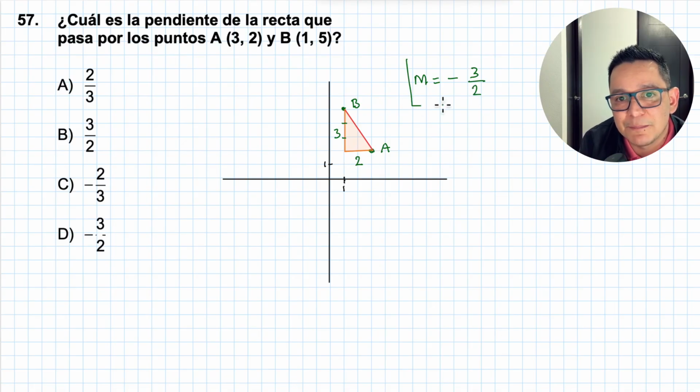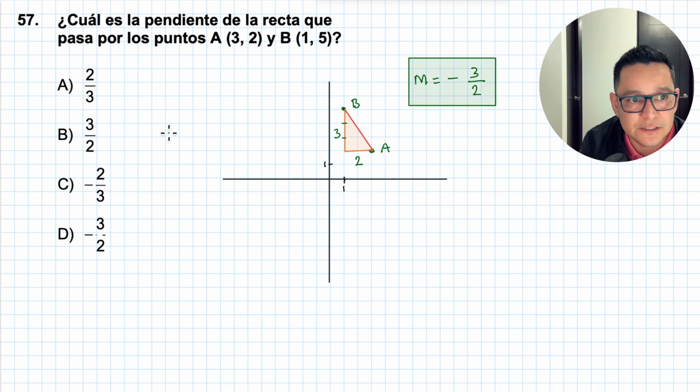We're done with the slope. So, will it be negative 3 over 2? That's all we have to do. So the answer will be negative 3 over 2. Where is that? Option D, right? Negative 3 over 2, we're done.